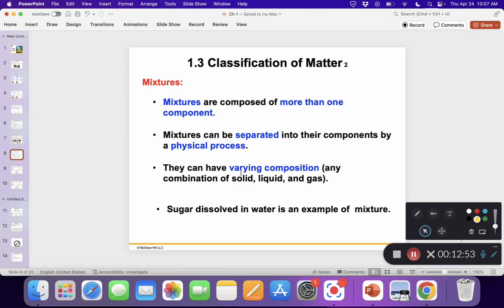Mixtures can have different composition, meaning you can make a sugar solution. A cup of sugar solution could be sweeter than another cup of sugar solution. So they do have different composition in them, right? If you have a mixture of water and sugar, one cup of sugar solution will have a different composition than the other.